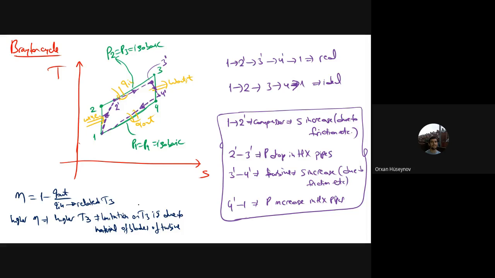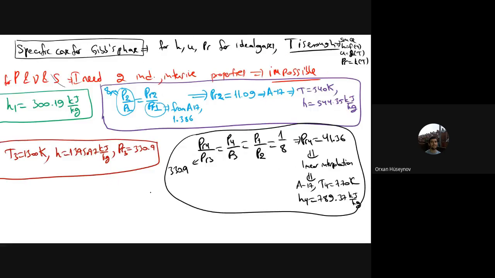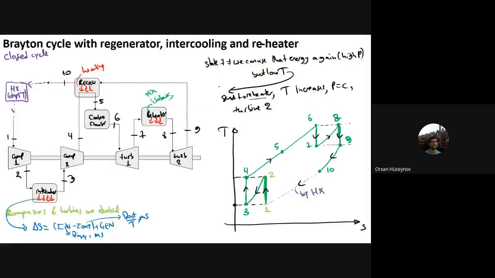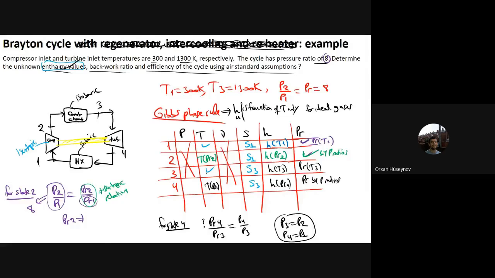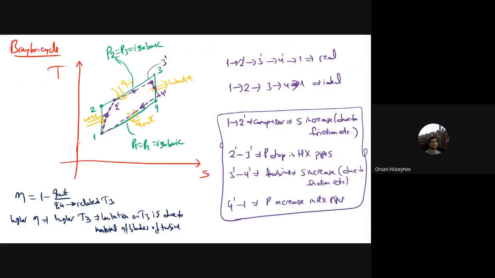There are also some efficiency increases for the Brayton cycle. We have talked about them in our last two lectures, which are the regenerator, intercooling, and reheater, and also the Brayton cycle with regenerator alone. This is the general overview of the Brayton cycle, but you should remember that we have only worked with the ideal ones. In reality, it is much more complex than this.